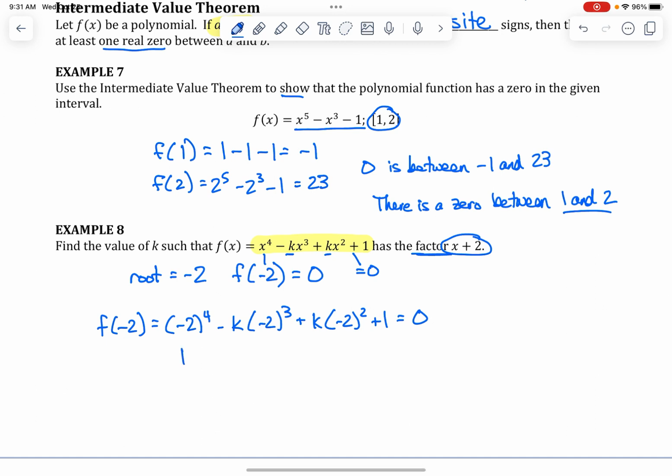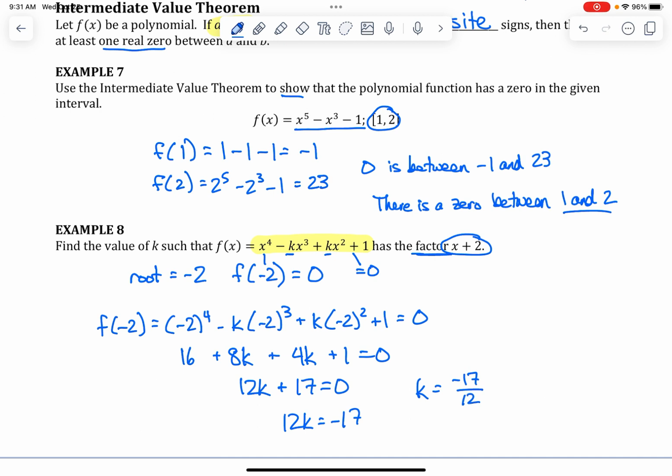-2 to the 4th is 16. -2 cubed is -8, which makes this a plus 8k. -2 squared is 4. That's going to make it 4k plus 1 equals 0. Combine like terms, 8 plus 4, 16 plus 1. It's a very interesting answer, but it works. K is -17 over 12. So kind of an awkward fraction, but that's what makes it work.